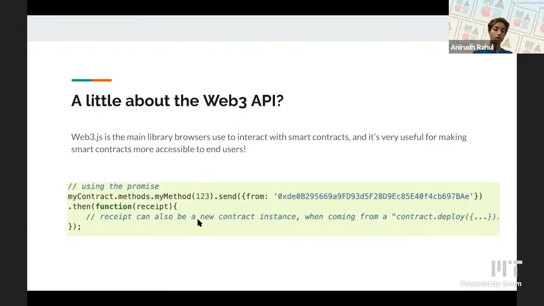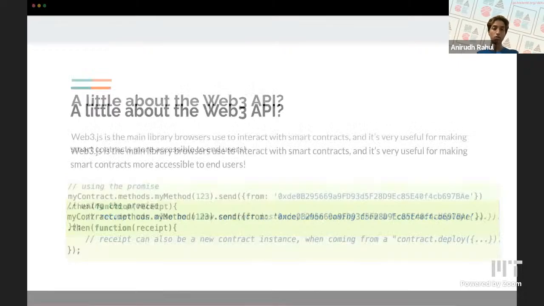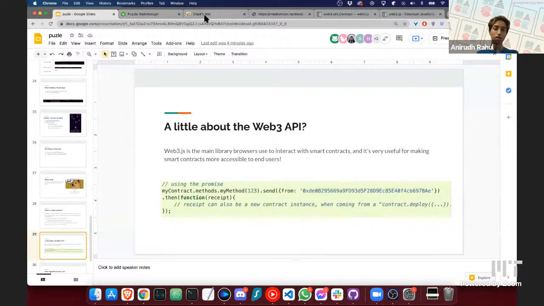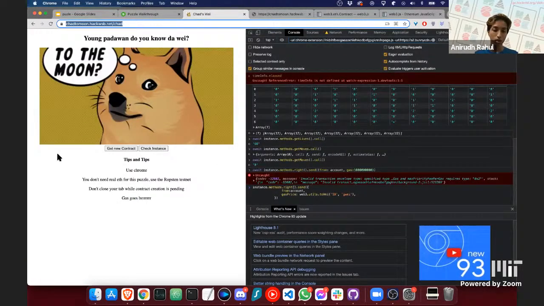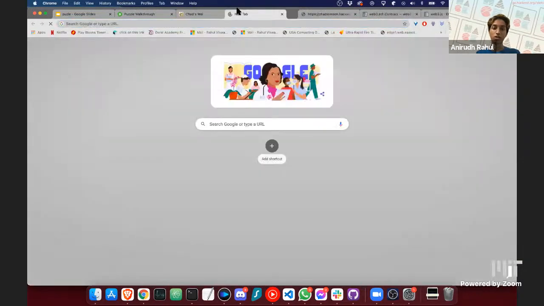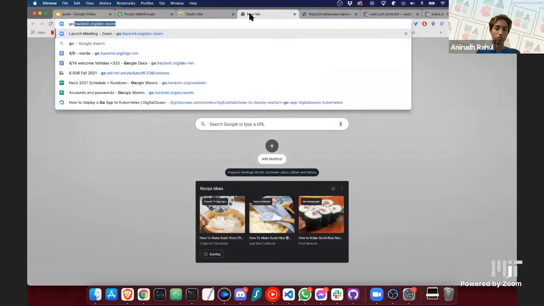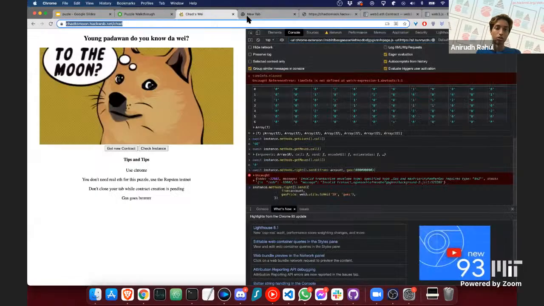And then the way we interact with it in our puzzle is something called the Web3 API. This API is basically a way to interact with smart contracts in your browser through JavaScript. It's mainly used to make it easier for end users. And yeah, we can get into the Web3 API a little in our puzzle. So first, let's start off on a new browser so we can see what the puzzle will look like for a new user.